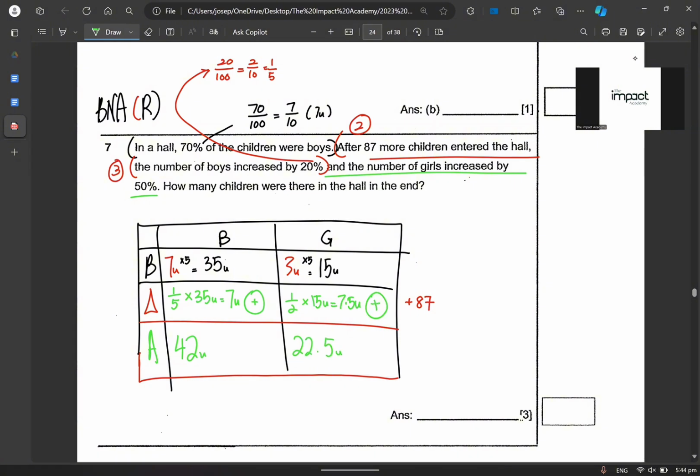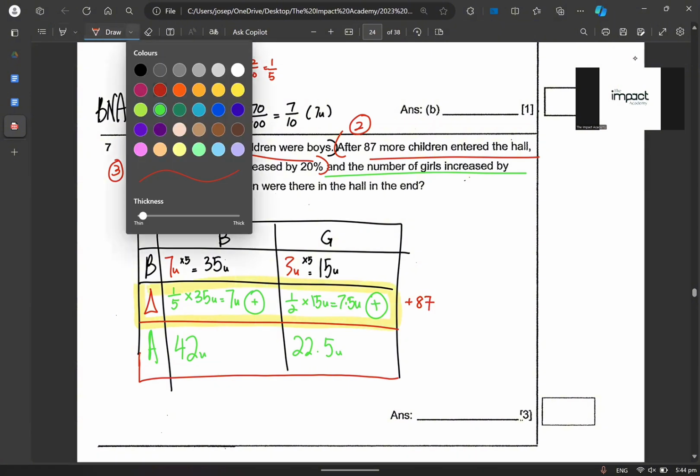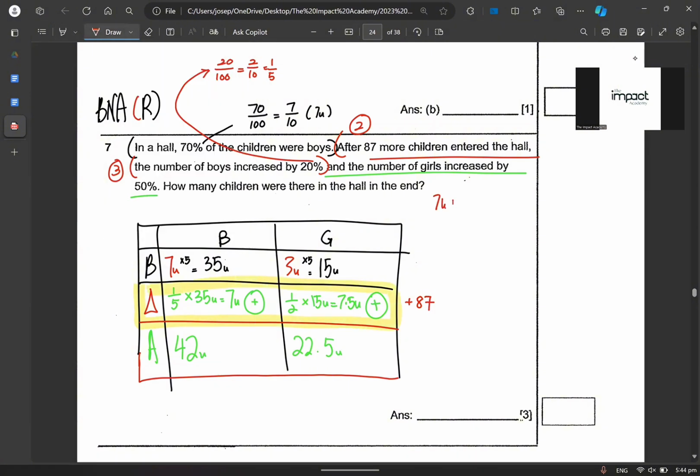Well, can you see what is this over here? What is it over here? You can see that this entire part, yes, very good. Can you understand? All right, 7 units plus 7.5 units is actually equals to how much? 14.5 units, right? And 14.5 units is actually equals to 87. Agree or disagree? So 1 unit is actually equals to 87 divided by 14.5. 1 unit you get to 6.